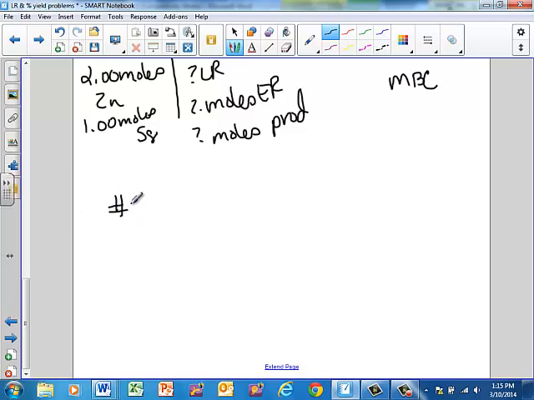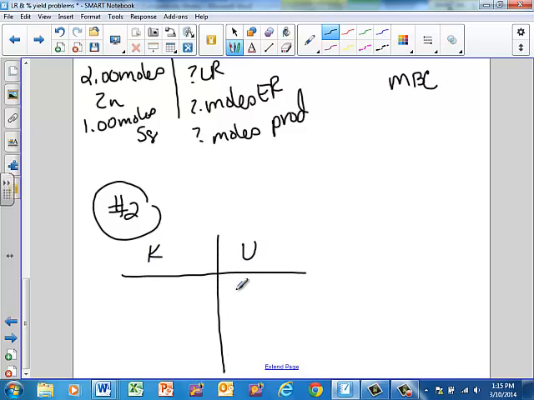Now for number 2, it's not much different. First of all, you have to have a balanced chemical equation. So for number 2, you're going to do your best on a balanced chemical equation.